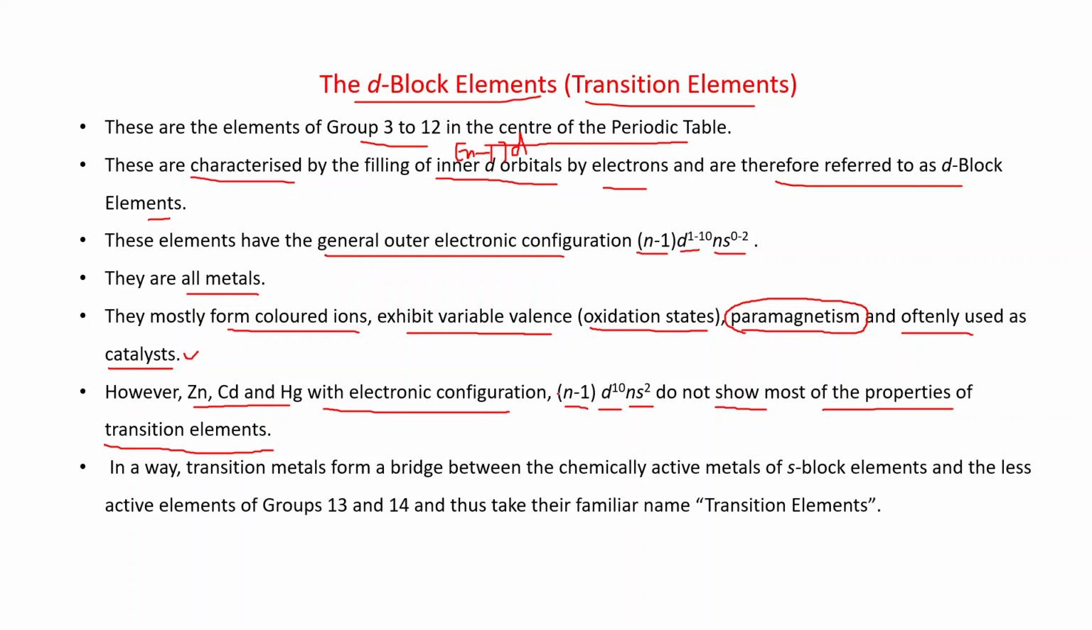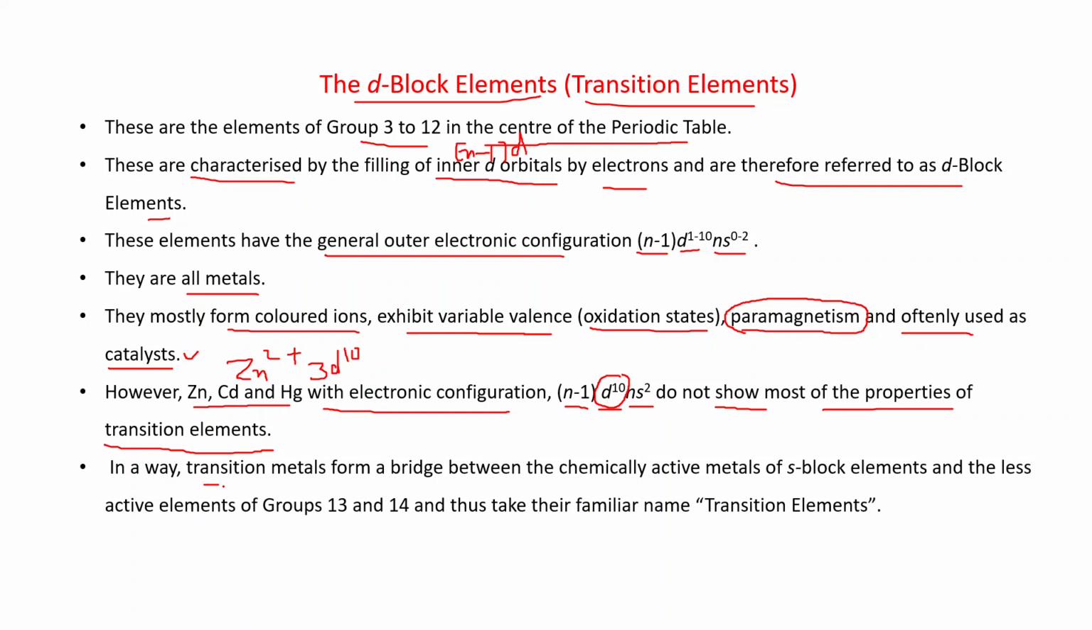If you see the electronic configuration of these elements, in these elements the d subshell is completely filled. Zinc in the atomic state is d10 ns2, and in its ionic form, zinc exists as Zn2+, and in Zn2+ this is also 3d10. That's why zinc, cadmium and mercury are placed with the d block elements, but they are not considered as transition elements.